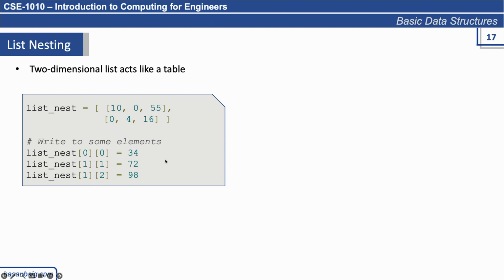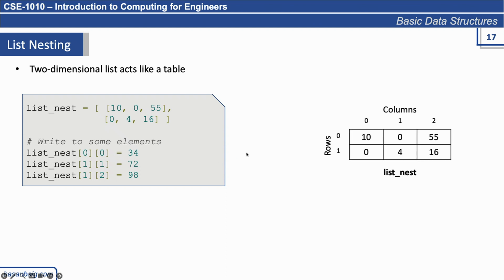So for example, it will create a table like this. We have 2 rows and 3 columns: 2 rows because we have 2 nested lists, and both of the lists contain 3 columns: 10, 0, 55, 0, 4, 16. So when we execute this one, list_nest[0][0] = 34, what do you think is going to happen? So this is our data.